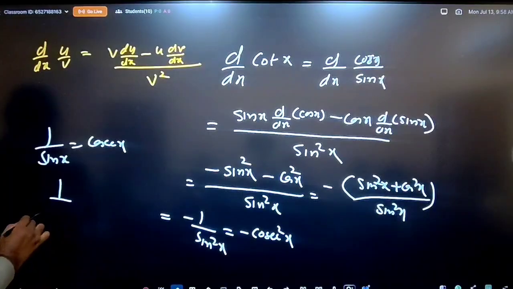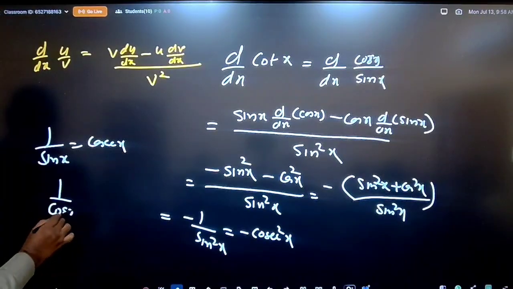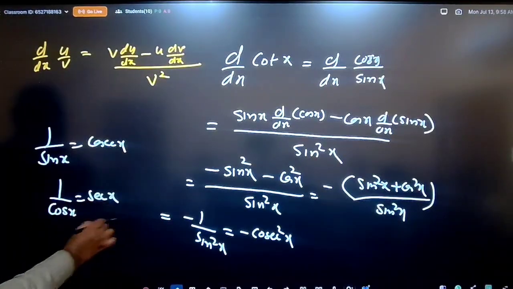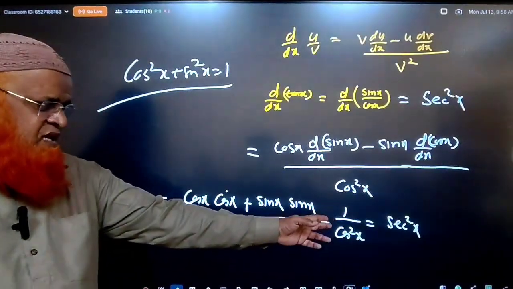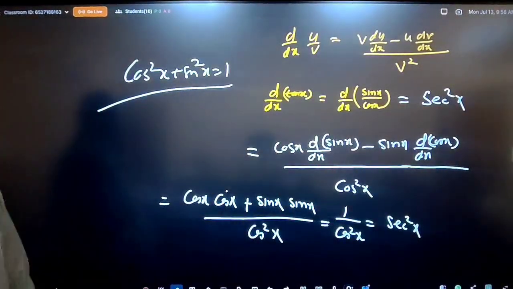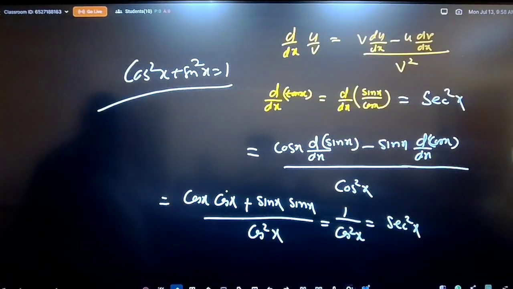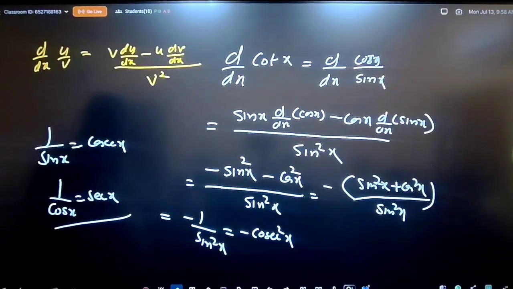So similarly, previously how much did you get? 1 by cos x is nothing but secant x. That's the reason we have written here. Cos x becomes secant x. Cos square x becomes secant square x. That's it. Hope you understood what I am doing now. Is it clear? Understood? So these are the basics of your differentiation.